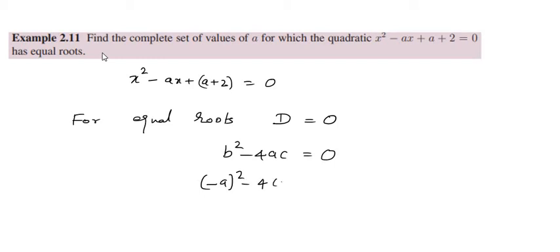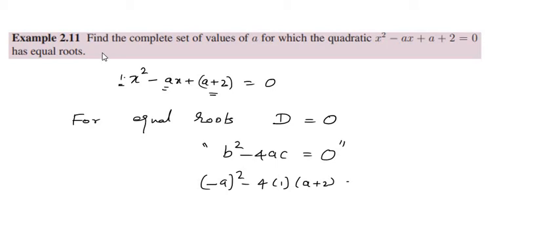What is a here? 1. And c the constant term. Since there is an a here and an a here, don't get confused. This is the formula, 4 into 1 into c. What is c here? a plus 2. This is the coefficient of x square, this is a, this is b, and this is c, right? a plus 2, that is equal to 0.